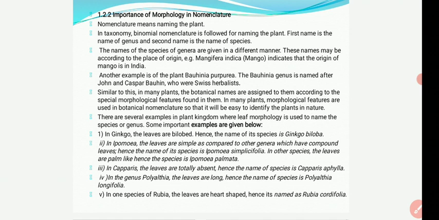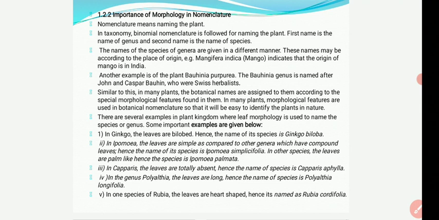For example, in ginkgo, the leaves are bilobed. Hence, the name of the species is Ginkgo biloba. In Ipomoea, the leaves are simple as compared to other genera which have compound leaves, and hence the name of the species is Ipomoea simplicifolia. In another species, the leaves are palm-like, hence the species is Ipomoea palmata.